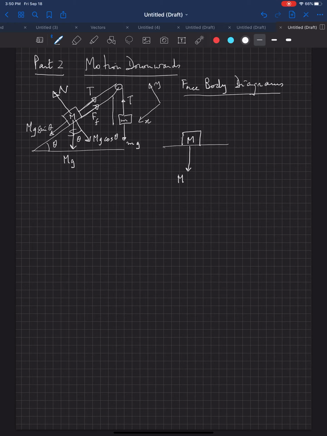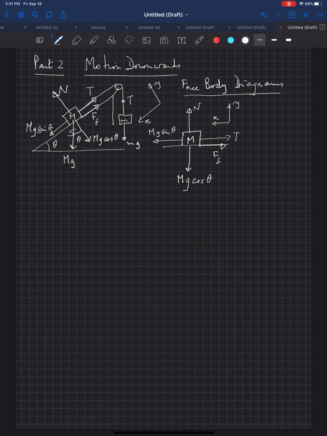Remember, in this case, what we are doing, our coordinate system is y is up and x is this way. Okay. There's my, oh, I'm sorry, I didn't finish this. This is Mg cosine theta. This is N. This is Mg sine theta. And then I have my Ff, and there's the tension T. Okay, that's for this body.